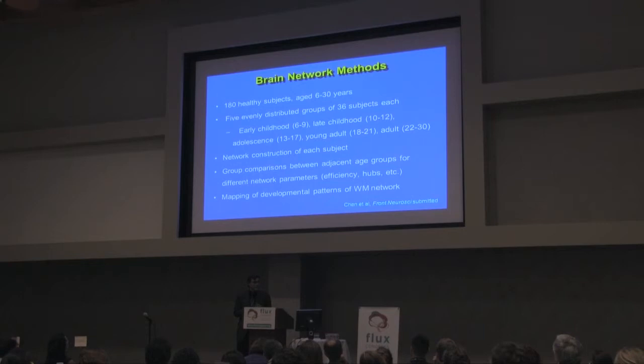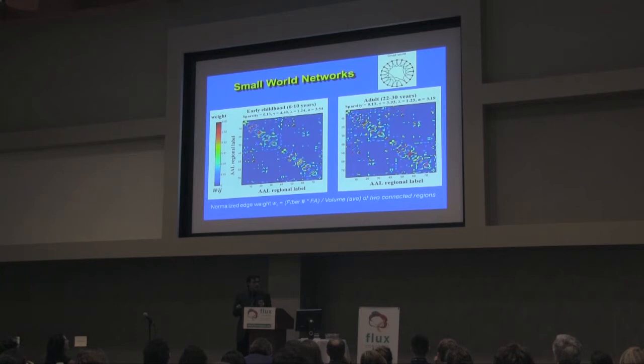each. And we have early childhood, which was 6 to 9, late childhood 10 to 12, adolescence 13 to 17, 18 to 21 for young adults, and 22 to 30 for adults. We constructed the network, and then we did some group comparisons. And we created these matrices, as I showed earlier, and showed that the small world network, which is a property of this network, was maintained over all the different age groups.